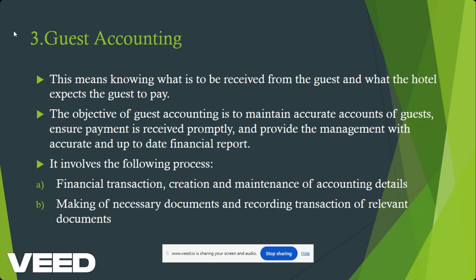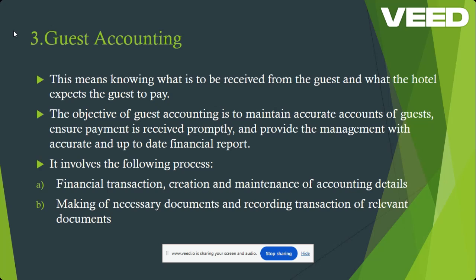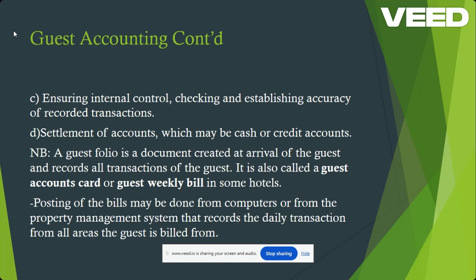So accounting means we are trying to see what has been received or what the hotel expects the person to pay. So we are creating an account that we call the folio. So we are creating an account for the person to be able to update it to the time they have incurred the cost. So it involves the following. You do financial transactions, maintaining the account details. You create the folio when the guest arrives. So whenever they go to any section, they are billed directly to their account. And then you make the necessary documents for the transactions that have been made.